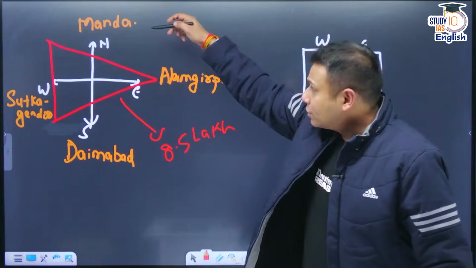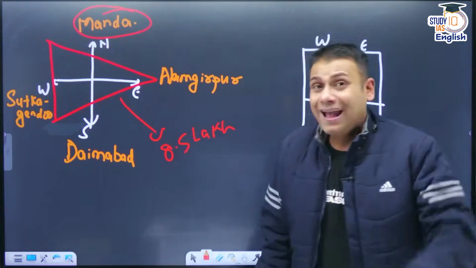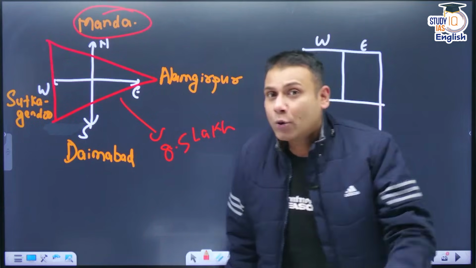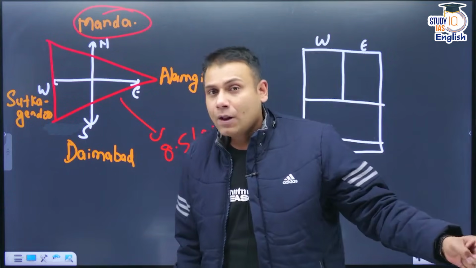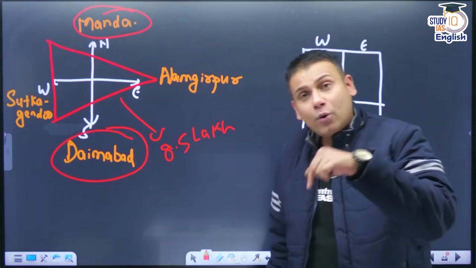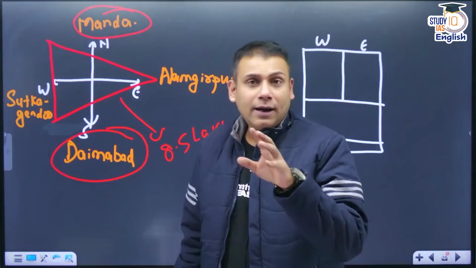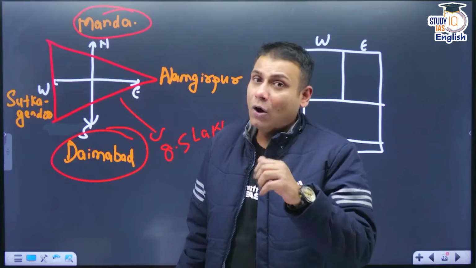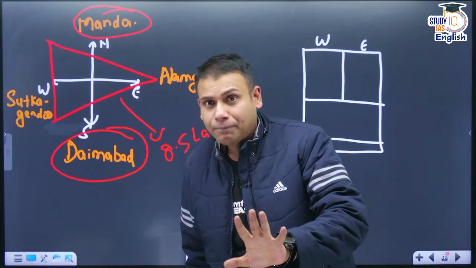The northernmost site of Indus Valley Civilization is Manda, which is located in Jammu and Kashmir. The southernmost site is Daimabad, which is located in Maharashtra, particularly on the banks of river Godavari or tributaries of river Godavari.